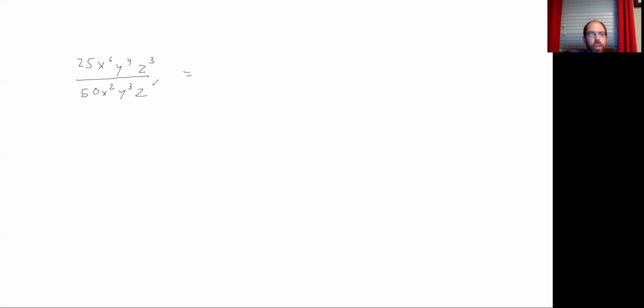So if I divide both of these by 25, I get 1 in the numerator. I don't even need to write that, and I get 2 in my denominator. So I'll write the 2 there. If I take x to the 6th minus the x squared in my greatest common factor, I get x to the 4th. If I take y to the 4th minus y cubed, I just get a y. And if I take z to the 3rd minus z, I get z squared. So if I were to write this a little more neatly, I would get x to the 4th, y, z squared, all divided by 2. And this would be my final answer right here.